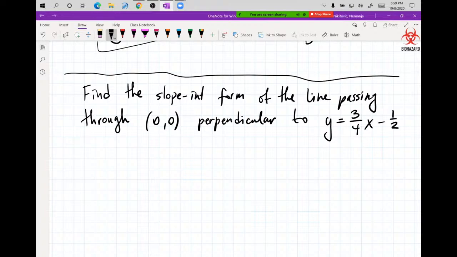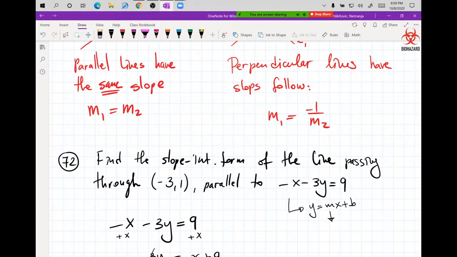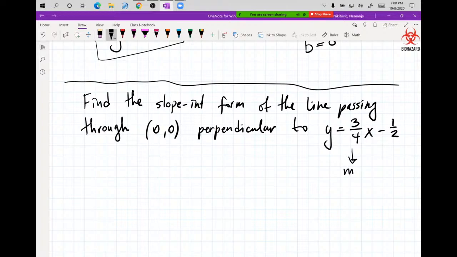Hold on. It is the same procedure, except now we have to use the perpendicular slope, and for perpendicular slopes, we have this equation here. Between m1 and m2, the relationship is you flip the fraction and change the sign. That's the fastest way to remember what this formula does. M1 is equal to 3/4, and m2 is going to be -4/3. That's the slope that we need.